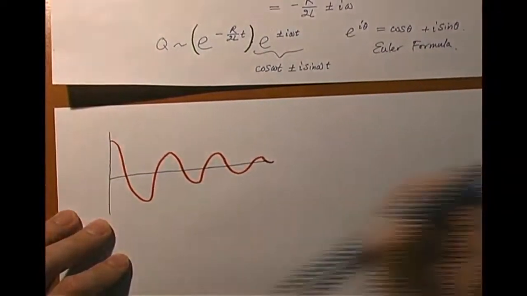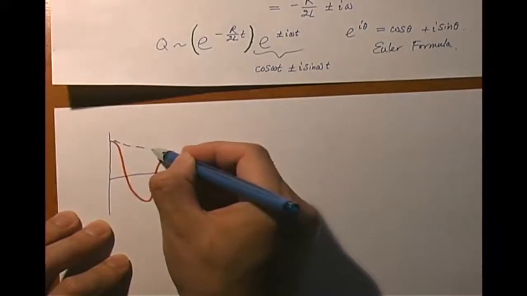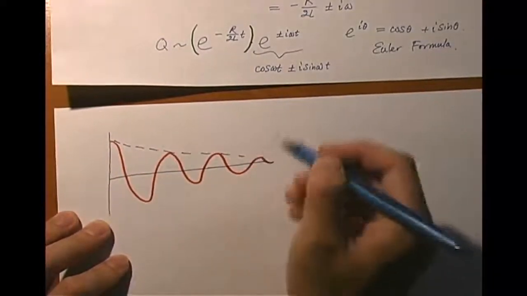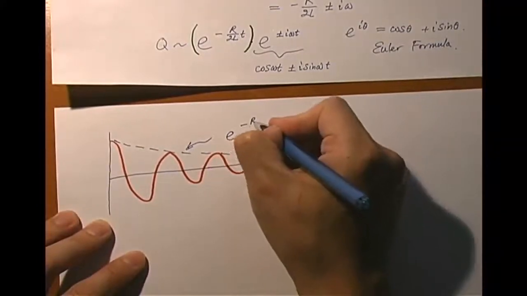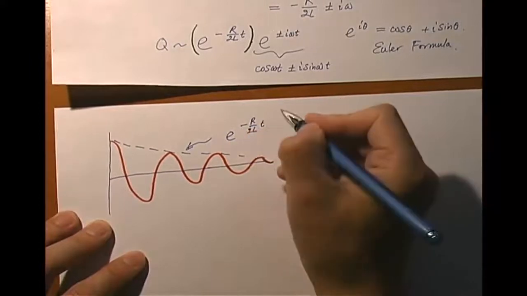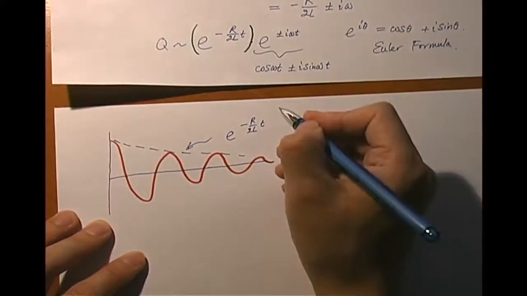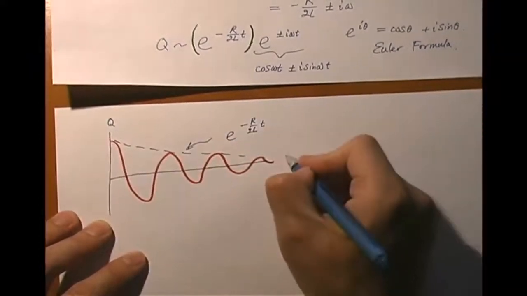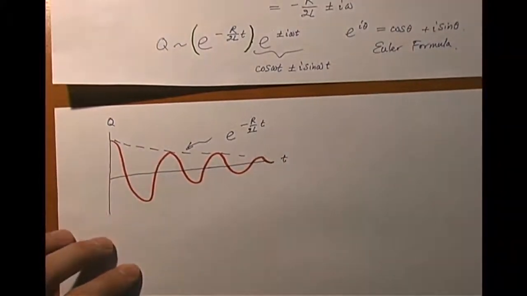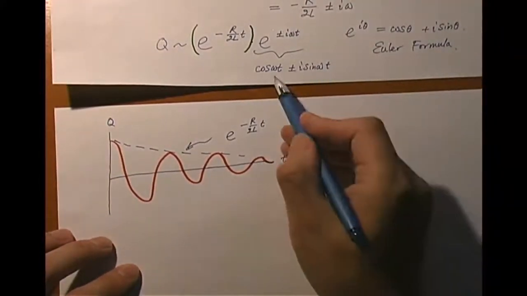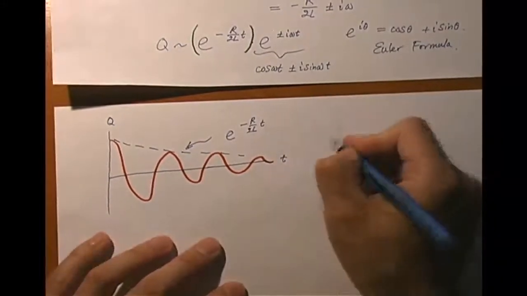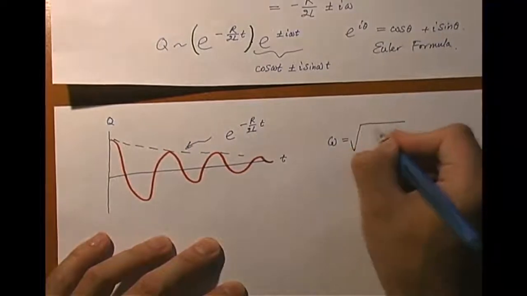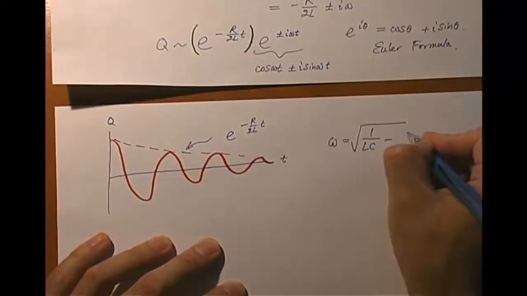Like that. Okay? There is an overall profile or envelope, and that function is e to the negative R over 2L times t. Okay? So that's Q, and that's time. And what about the oscillation frequency or angular frequency? Well, it's omega, and omega is equal to the square root of 1 over LC minus (R over 2L) squared.